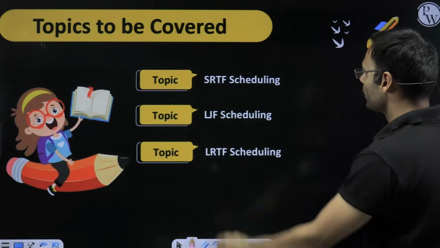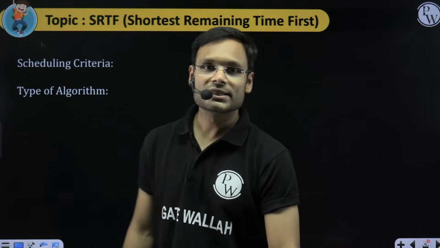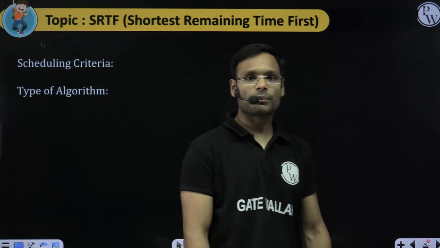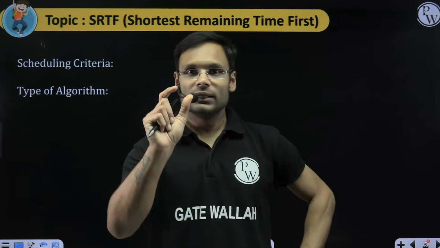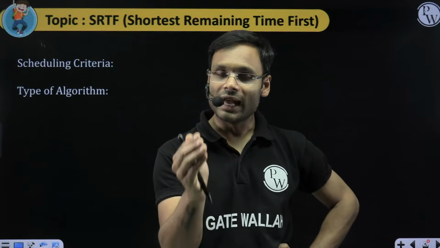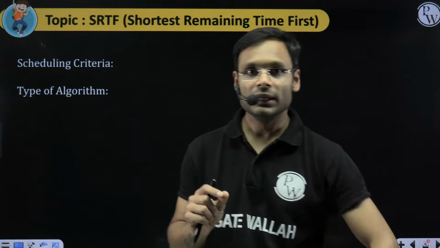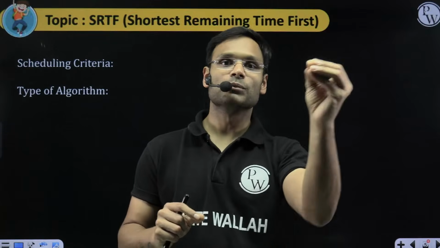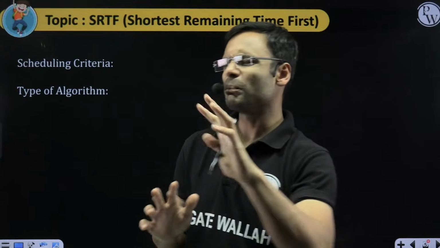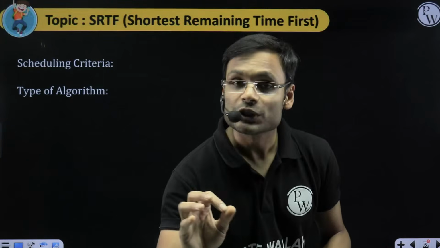Today we are going to cover the algorithm SRTF. What is the meaning of SRTF? Shortest remaining time first. Very simple: when we have the algorithm SJF, the biggest problem with SJF is not having a preemption option. I'll give you a very simple example and you will understand it beautifully with that example.